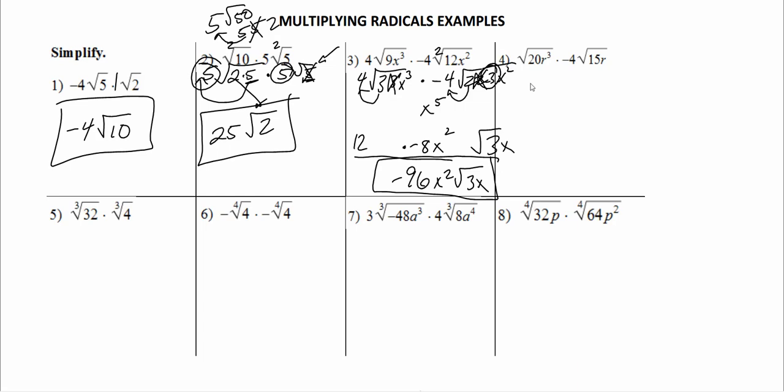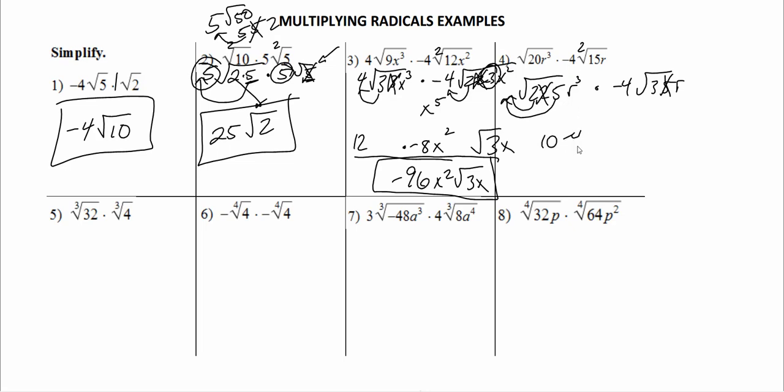Number 4, let's go here. This is root 20, which is actually 2, 2, and 5. And then r to the third times a negative 4 root 3, 5, and an r. So I have a 2 pops, the other 2 gets crossed. This 5 pops. Well, why? Because I have another one over here that gets crossed out. And then how many r's do I have total? I have 4. So because it's a square root, I can pull 2 of them out, right? 2 of them out.